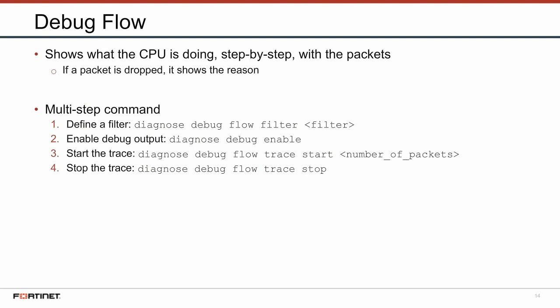To use the debug flow, follow these steps. 1. Define a filter. 2. Enable debug output. 3. Start the trace. 4. Stop when you've finished.